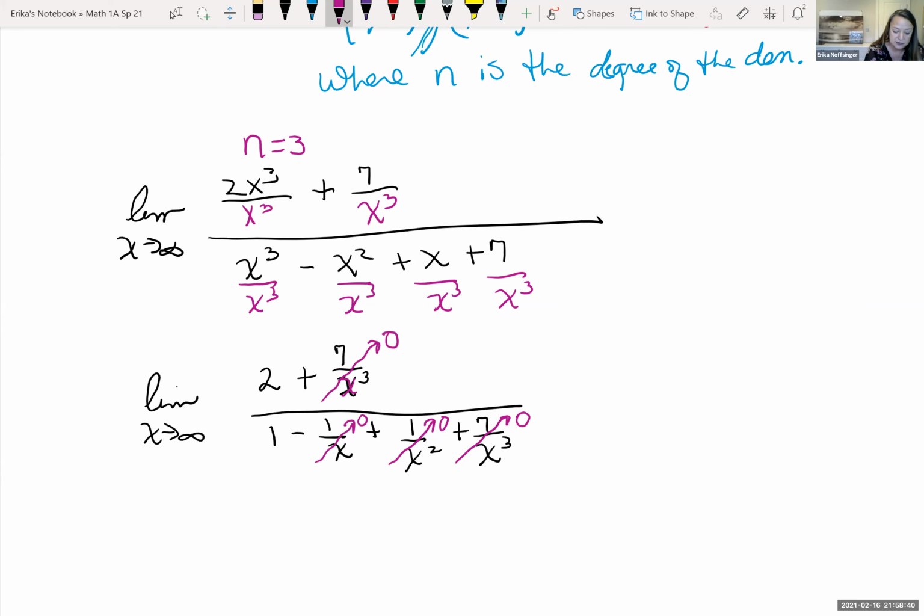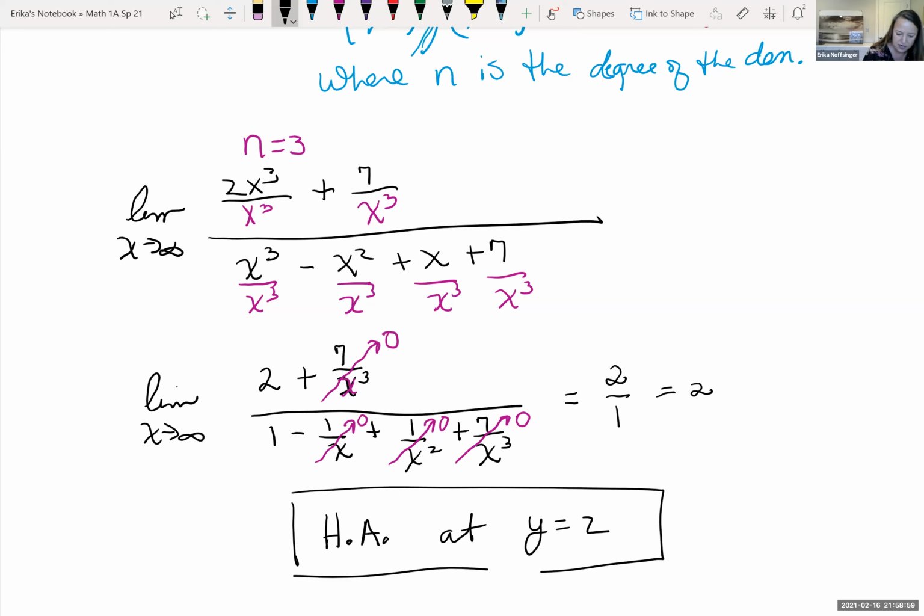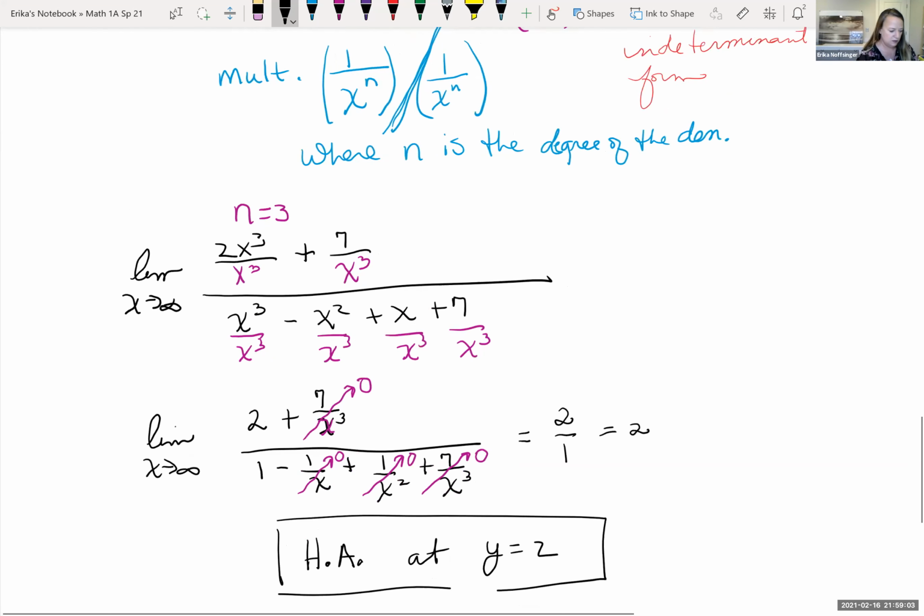So these little pieces are all going to 0, which would leave us with the 2 in the numerator and the 1 in the denominator, which is 2. So we have a horizontal asymptote at y equals 2. So either way that you think about it, you'll get the right result.